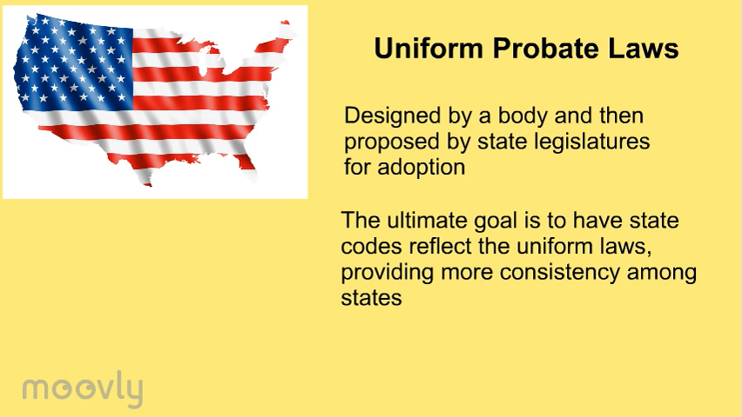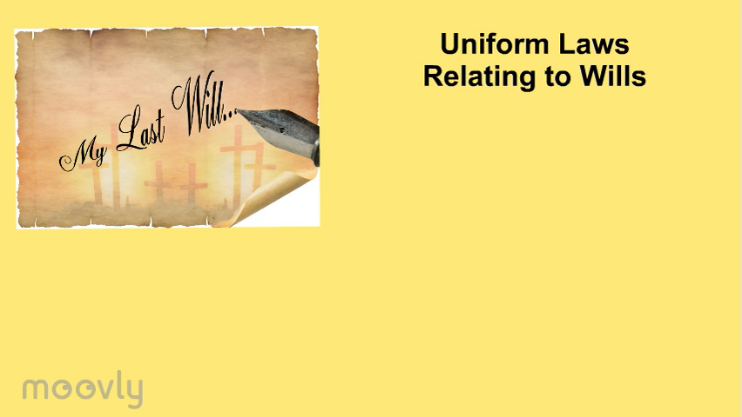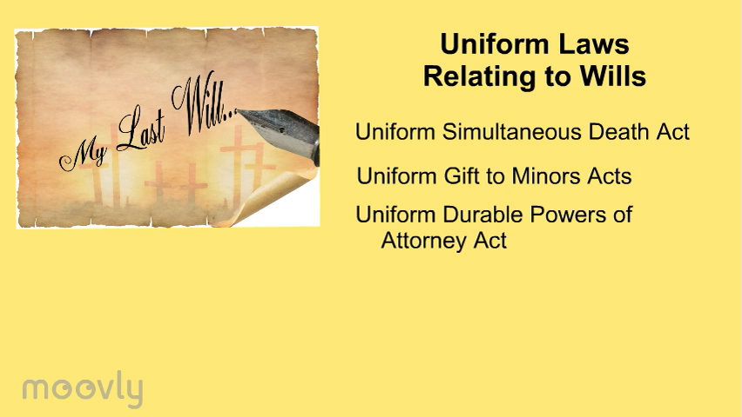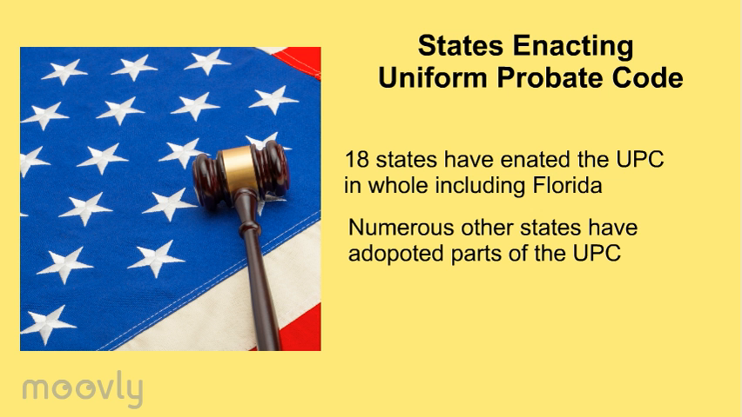There are a number of uniform laws related to wills, including the Uniform Simultaneous Death Act, Uniform Gift to Minors Act, Uniform Durable Powers of Attorney, and the Uniform Probate Code. 18 states have adopted the Uniform Probate Code in its entirety, including Florida. A number of other states have taken parts of the Uniform Probate Code, and some states have yet to adopt it.